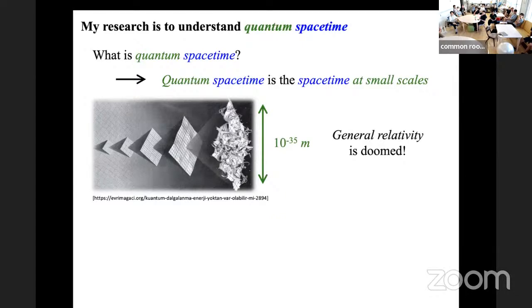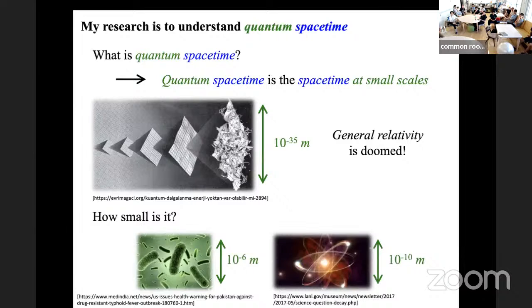So, okay, quantum spacetime is really small, but how small is it? Compared to a bacterium, whose size is of order 10 to the minus 6 meter, it is much smaller than the size of the bacterium. Then what about the atom? An atom's size is about 10 to the minus 10th meter. So quantum spacetime is really much smaller compared to a single atom. So I really wish to understand the physics happening at the very short scale, the physics of spacetime.